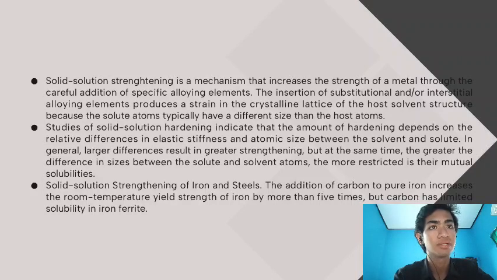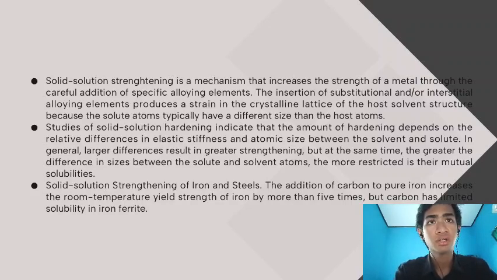alloying element. The insertion of substitutional and/or interstitial alloying elements produces a strain in the crystalline lattice of the host solvent structure, because the solute atom typically has a different size than the host atom. The resulting distortion or strain energy creates a barrier to dislocation motion.